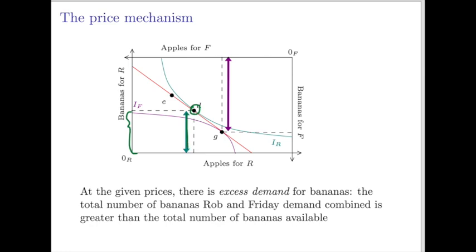The number of bananas consumed by Friday is this many. So it's given by this arrow here. Altogether, that's more bananas than are in the economy. Remember, the height of this box is the total number of bananas. So between them, they're demanding more bananas than are available. So there's an excess demand for bananas.